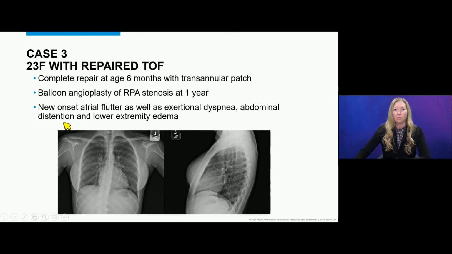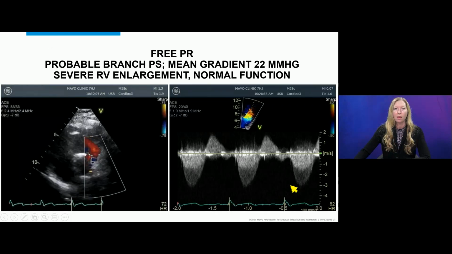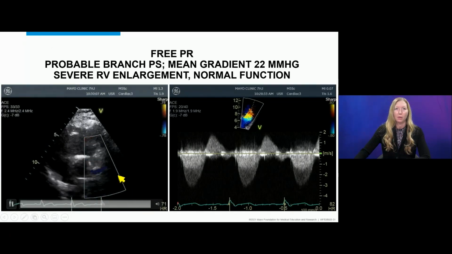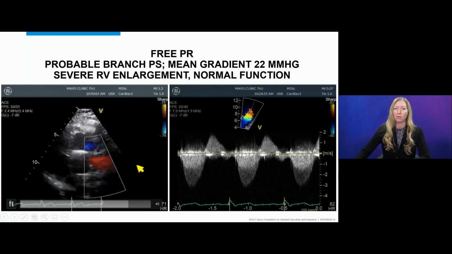Her chest x-ray shows significant enlargement of the right heart, and her transthoracic echo shows free pulmonary valve regurgitation. And I show this to you if you're not used to looking at these echoes to see how this is frequently missed. The pulmonary regurgitation is this red flash. It's very brief, it's very short, and many times if these patients are having their echo done by someone who's not used to looking at congenital heart disease, this will be completely overlooked.